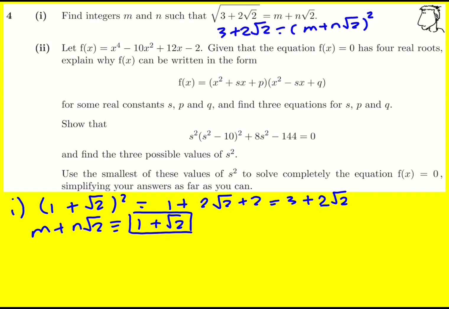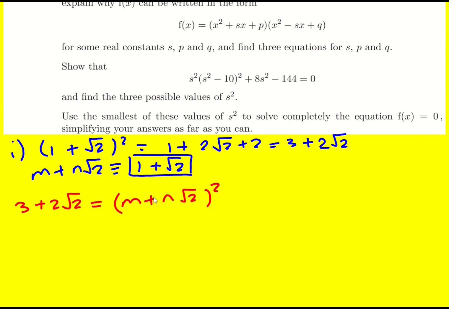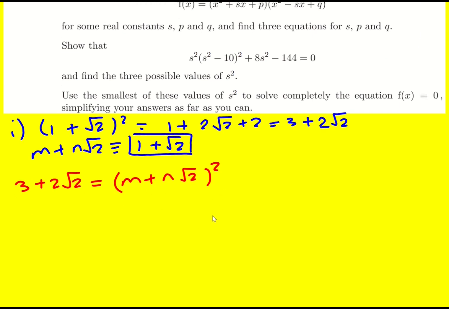Here's a much longer way to do it. It uses the same sort of ideas, but this time it will work well for much larger numbers. 3 plus 2 root 2 is then going to equal m plus n root 2 squared. So this time I'm not trying numbers out. I've got an equation, and I'll be able to work out what m and n are. So I've squared both sides. That's much easier to deal with.